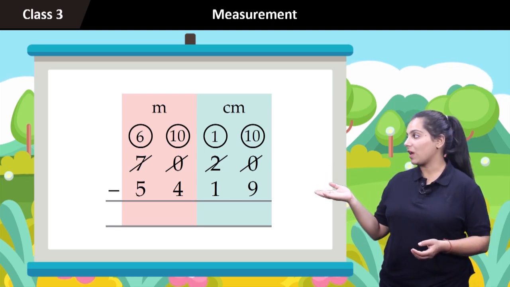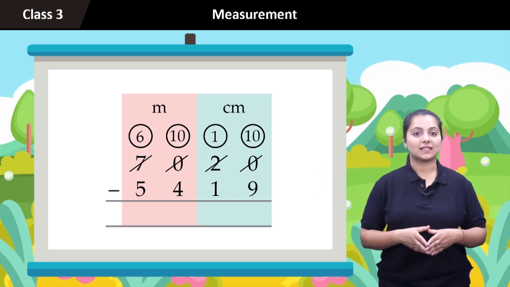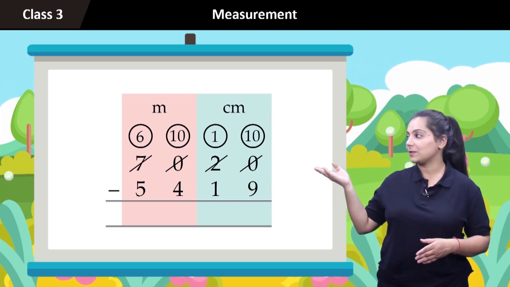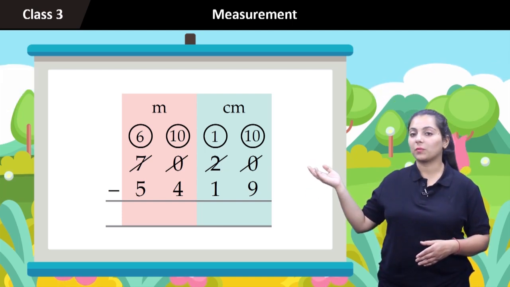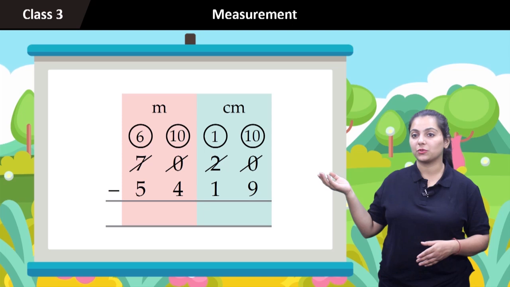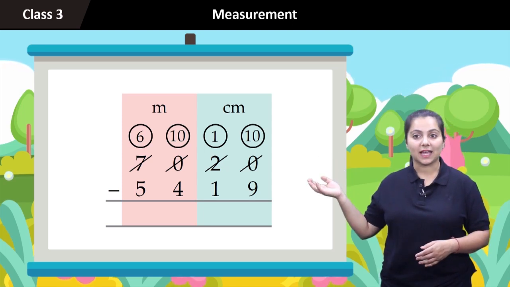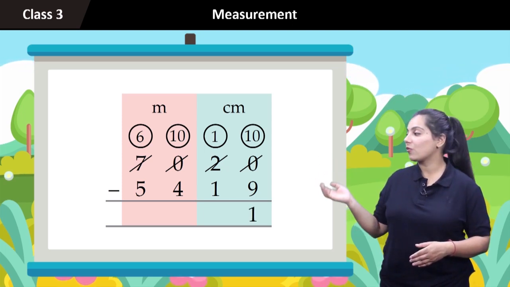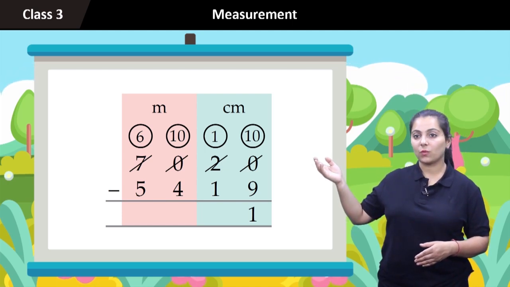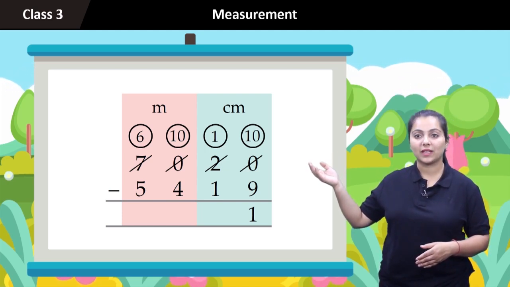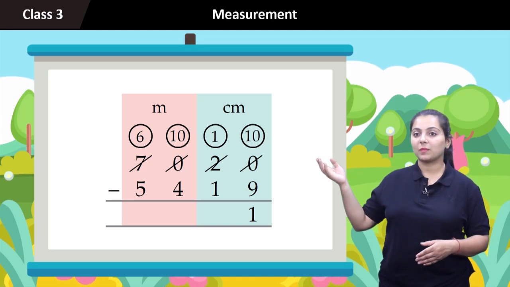Let's put it into the column. Let's start subtraction from the centimeter column. 0 is smaller than 9, so we'll borrow from the other side. We'll borrow from 2. Then 0 becomes 10. 10 minus 1 is 9. Now we have borrowed 1 from the other side, so 2 is remaining with 1. 1 minus 1 is 0.